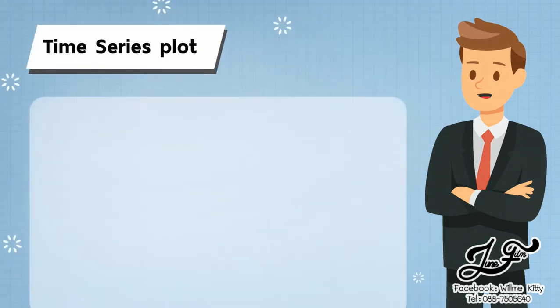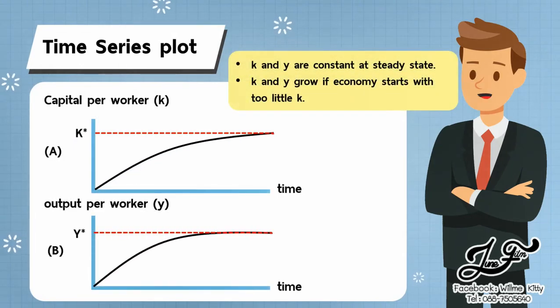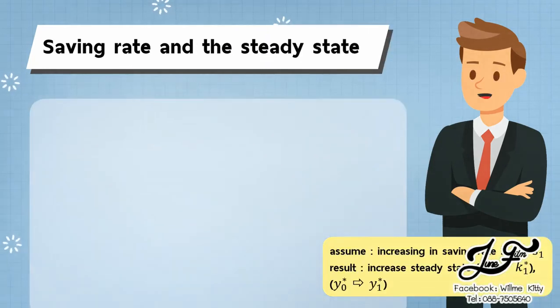Next, we will do a time series plot for capital per worker and output per worker. Figure A illustrates time series plot for capital per worker, and Figure B illustrates time series plot for output per worker. We need to know that output per worker and capital per worker are constant at steady state. If we assume that the economy starts with too little capital, output per worker and capital per worker will grow, like you see on Figure A and B.